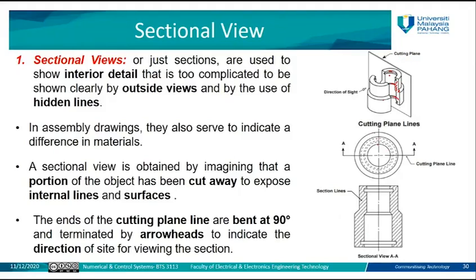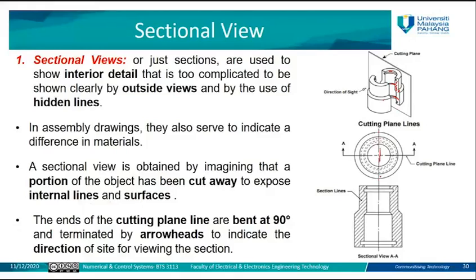The cutting plane will be perpendicular to this cylindrical object. When you represent the cutting plane lines, you need to use either one line or two perpendicular lines. Sometimes you only need one line, so one cutting plane is represented by one crossing line. But sometimes you need two lines. The sectional view is obtained by imagining that a portion of an object has been cut away to expose the internal lines and internal surfaces of the object.